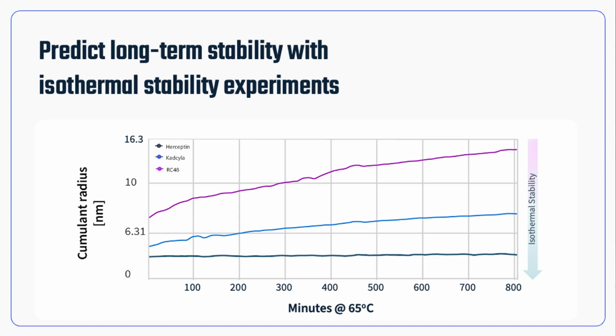Kadcyla, shown by the blue line, is less stable, which we've seen before, and this is attributable to the conjugation of the small molecule. RC48, however, shows a faster increase in the cumulant radius, which indicates that aggregation is occurring and indicates the lowest degree of isothermal stability. I'd just like to note that these results reinforce what we saw with the previous kinetic stability data. We're consistently seeing that RC48 is less stable across all of the various stability measures we've looked at today. And this was a relatively simple experiment, but it still gives you valuable information for predicting how your ADCs will behave without needing to do long-term stability studies.